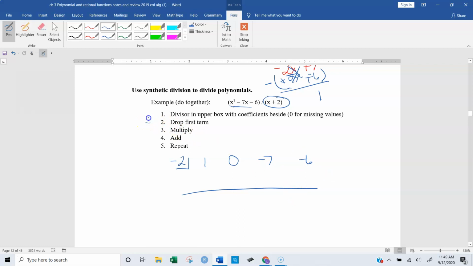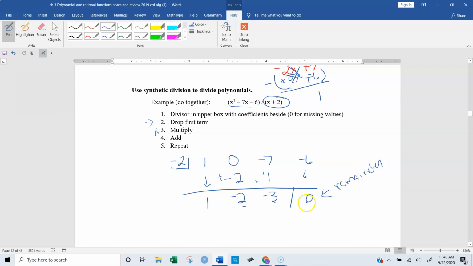Okay, you drop the first, so we bring him down, 1. Then you multiply. 1 times the negative 2 is negative 2. You write that here, and then you add. Then you start again. Negative 2 times negative 2 is 4. Then you add. Then you multiply again. Negative 3 times negative 2 is 6. And then you add. The last one is your remainder.